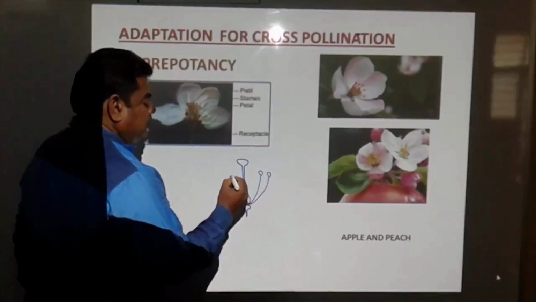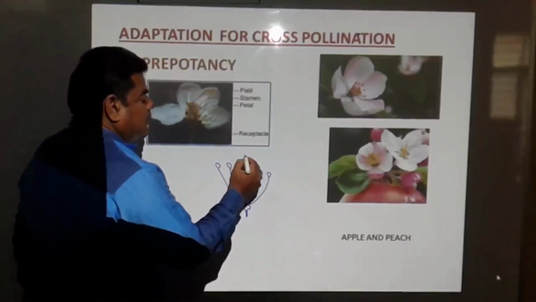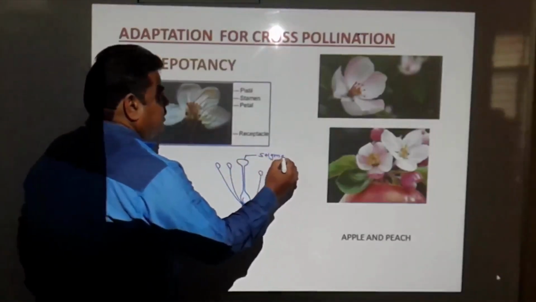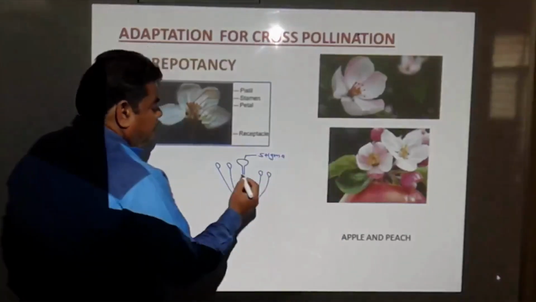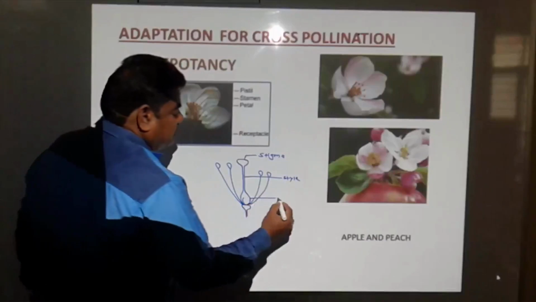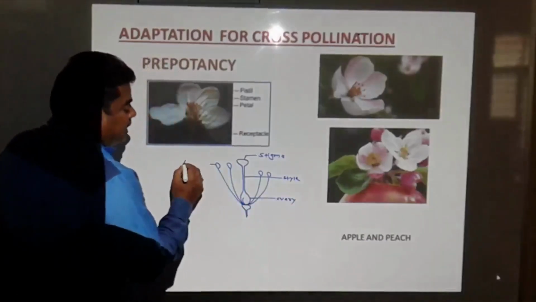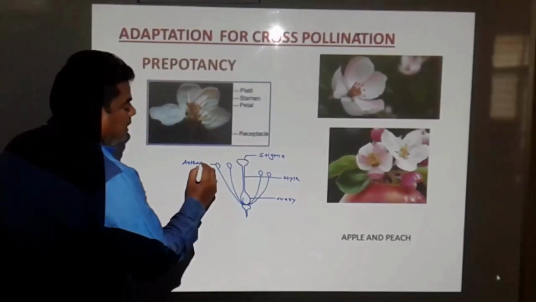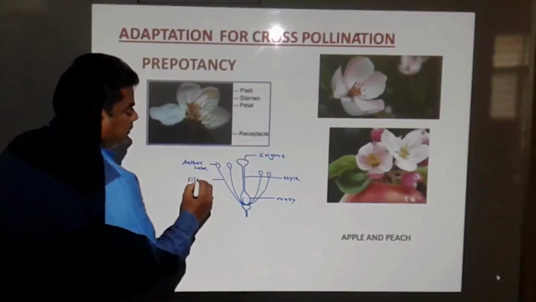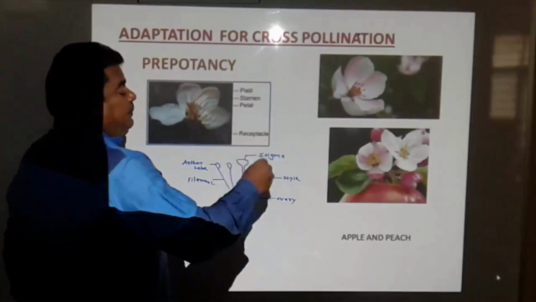One stamen, two stamen, three stamen, each consisting of an anther lobe and a filament. This one is the stigma of this apple flower. This one is the style. This one is the ovary. On the other hand, this one is the anther lobe, this one is the filament, and the connective. So both androecium and gynoecium are present in this flower.